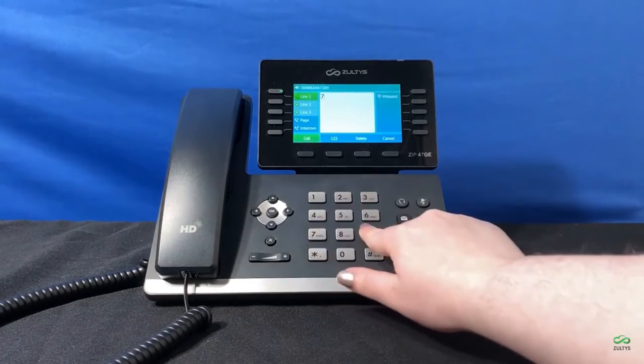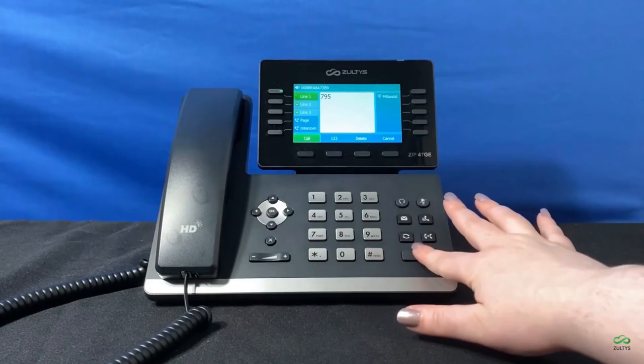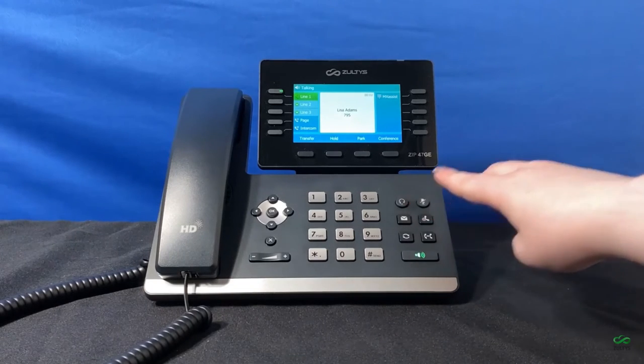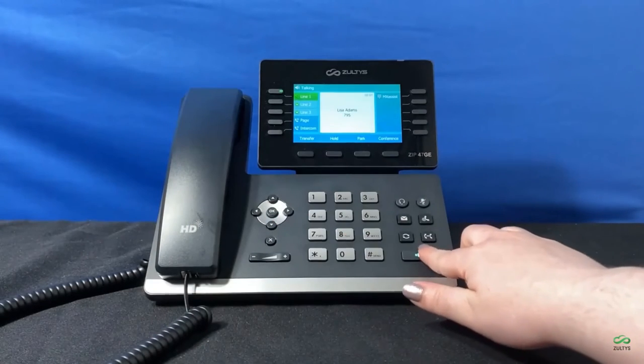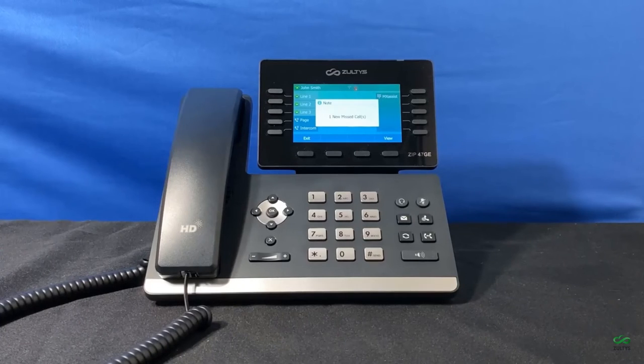To make an outbound call, dial the number and pick up the receiver, or you can click the send key or the speaker key. This way, the call will immediately ring on speaker. And click on the headset button to hear the call's audio on the headset. To end the call, you can hang up the receiver or tap the speaker to end the call if you're using speaker. If you miss a call, there will be a message about this on the screen.